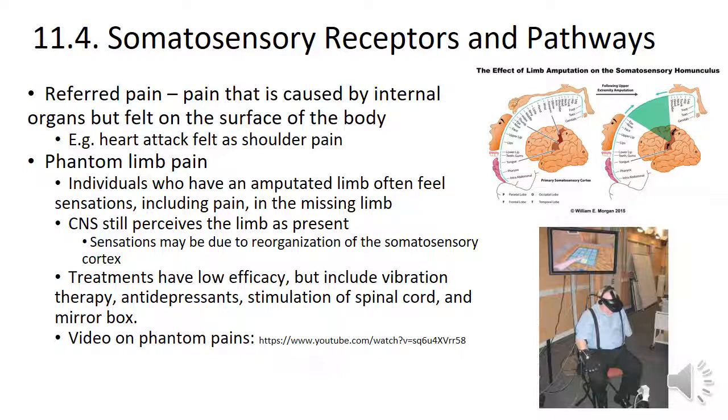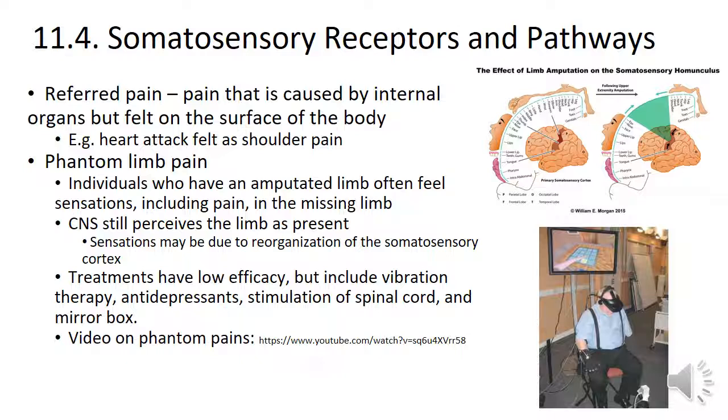There's also phantom limb pain. So individuals who have an amputated limb will often feel sensations in that missing limb. So if someone loses their left arm, they might still feel like their left hand is connected somehow or is present. The central nervous system is still perceiving the limb as present. There's still a part of the central nervous system that codes for the left arm. The sensations may be due to reorganization of the somatosensory cortex. It might also just be random firings.